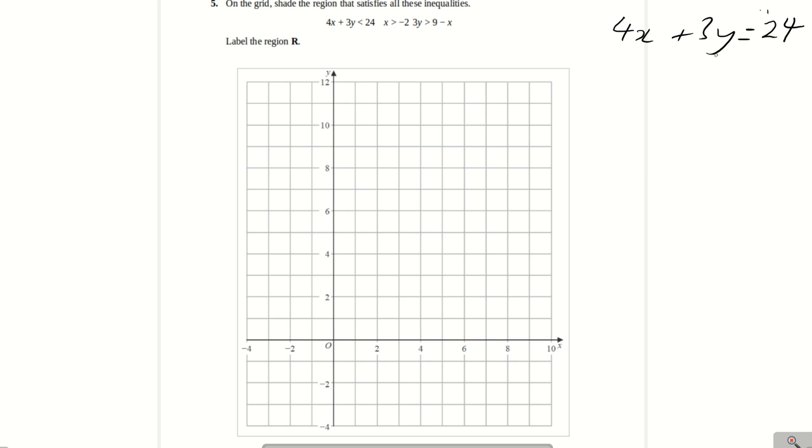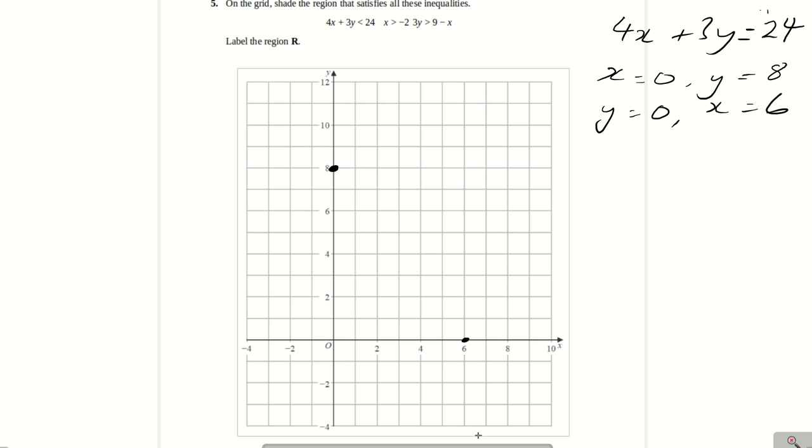Now to draw this line, it's going to be a straight line. When x is 0, 3y equals 24, so y is going to be 8. When y is 0, 4x is going to be 24, which means that x is 6. So the point 0, 8 is going to have to be on the line, and the point 6, 0 is also going to be on the line.